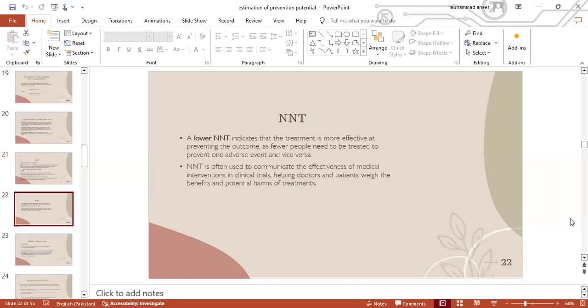So there is an inverse relationship between the NNT and the treatment effectiveness. A lower NNT indicates that the treatment is more effective at preventing the outcome, as fewer people need to be treated to prevent one adverse event, and vice versa. NNT is often used to communicate the effectiveness of medical interventions in clinical trials, helping doctors and patients weigh the benefits and potential harms of treatment.